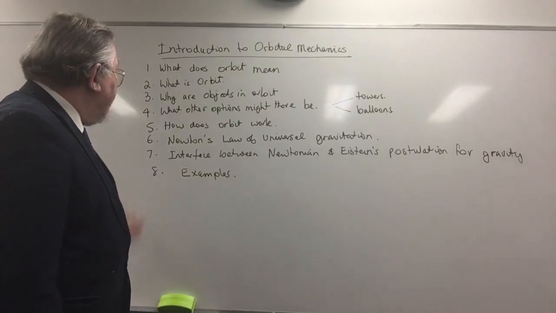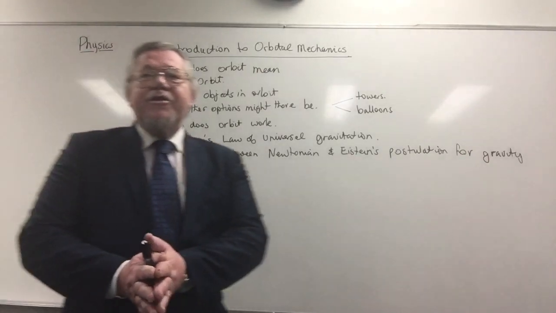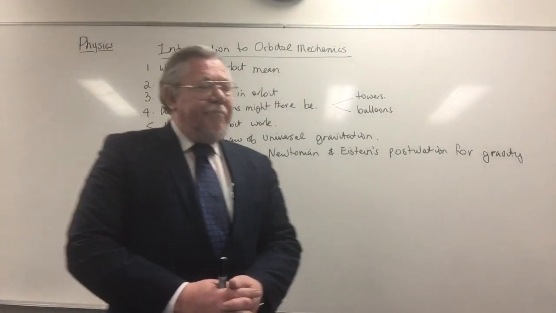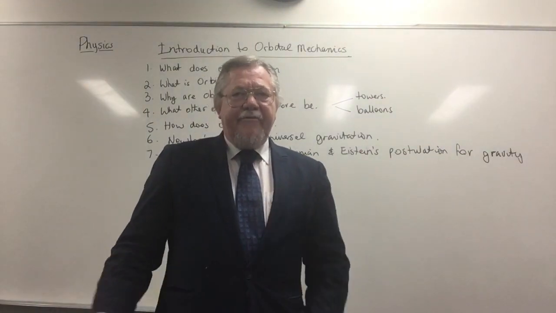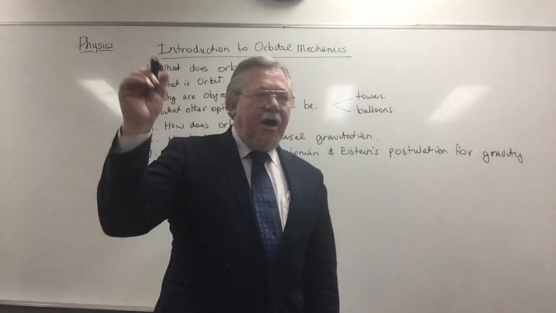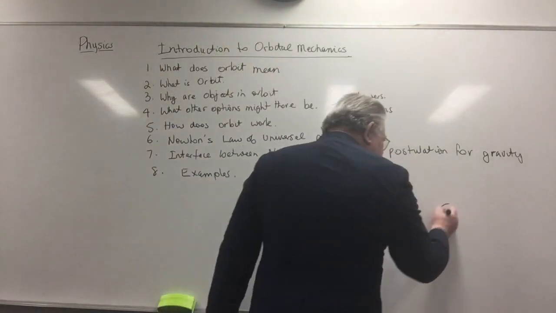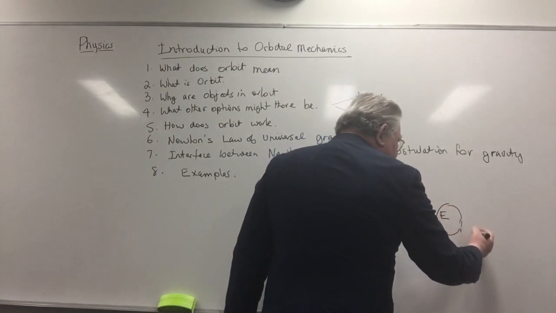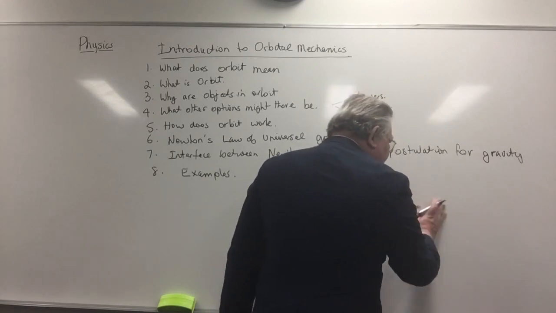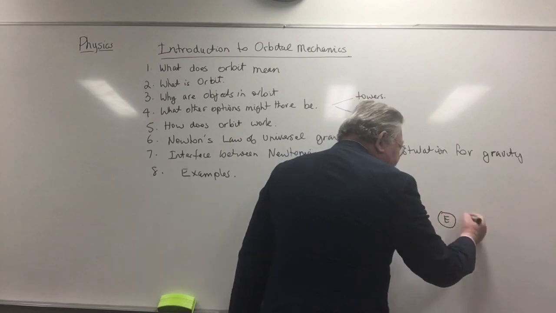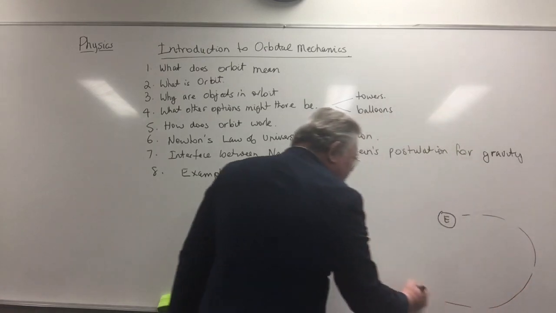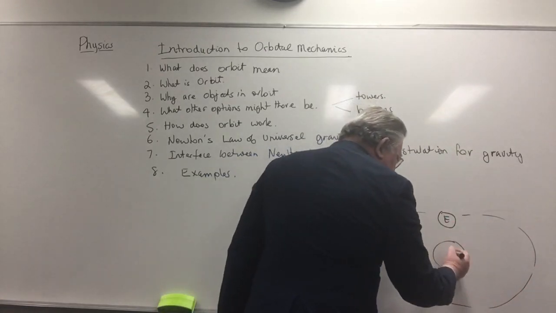First of all, what does orbit mean? Who hasn't heard of a satellite? Basically, an orbit means having a path around another object, where one object has a path around the other. For instance, we have the Sun, and Earth will make a path around the Sun.